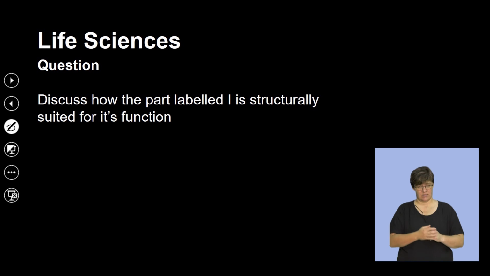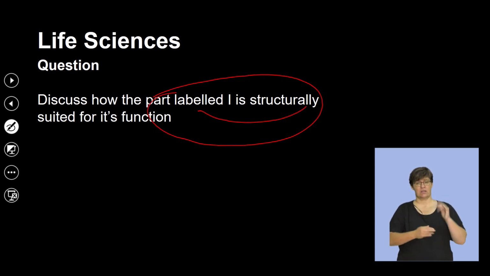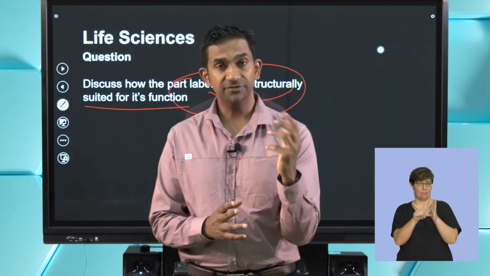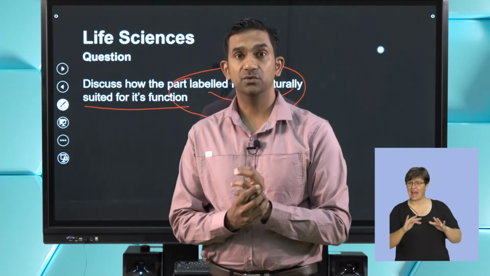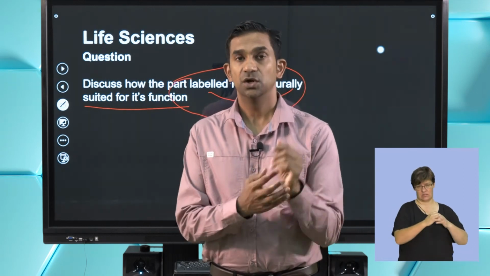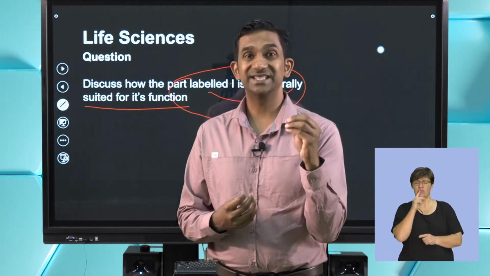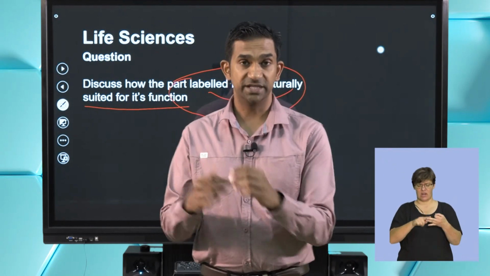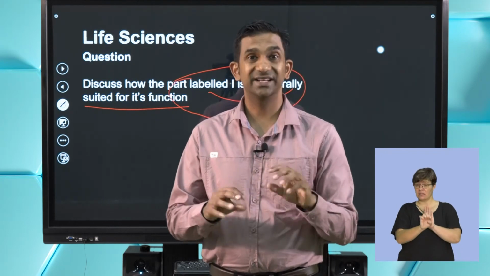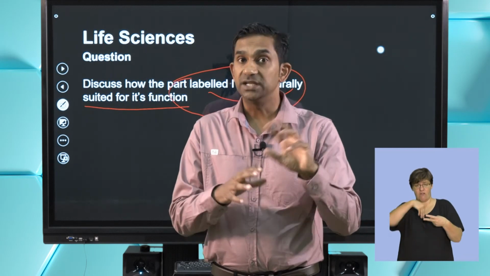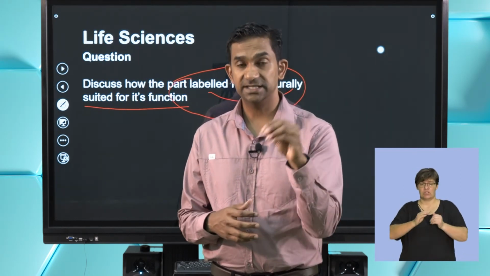And to wrap up, discuss how the part labeled I, which is the mitochondria, is structurally suited for its function. Guys, as we wrap this section up, that's an important question that leads to the way teachers often question the structure of an organelle. For each organelle, you should know the structure, you should know its function, and you should know how it's adapted for its specific function. With the example of the mitochondria, we know that it is membrane bound. It's got these folds called the cristae, which increase the surface area for greater enzyme functioning.